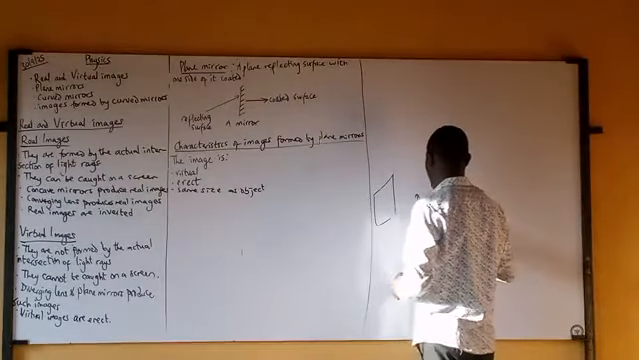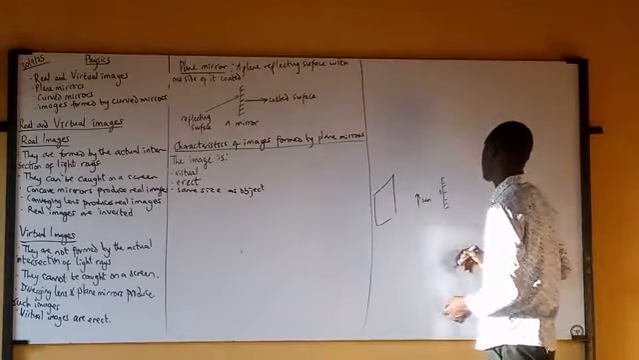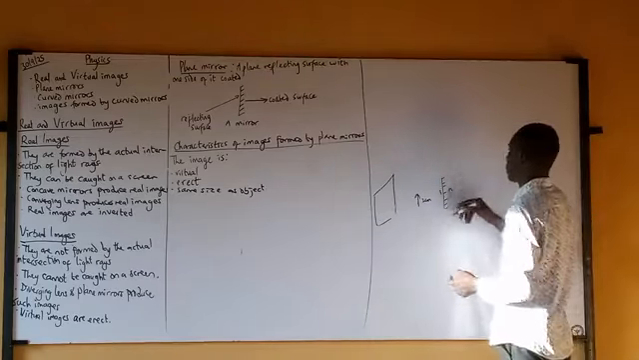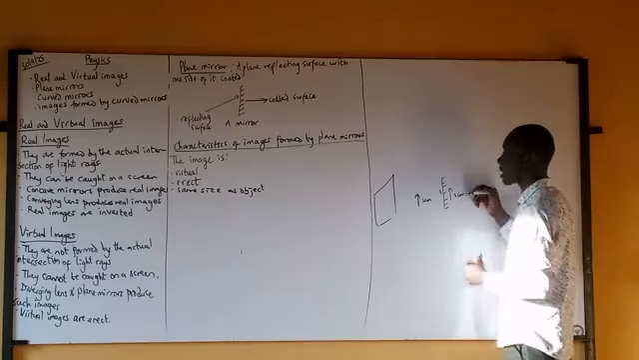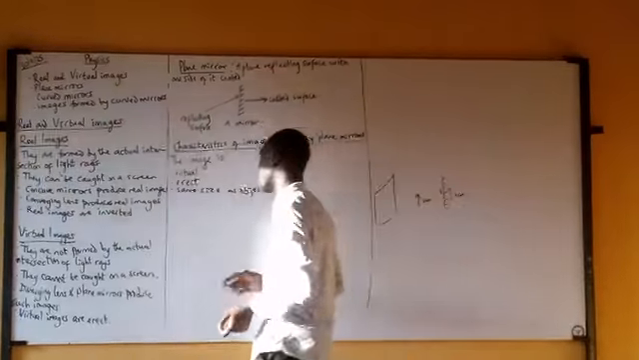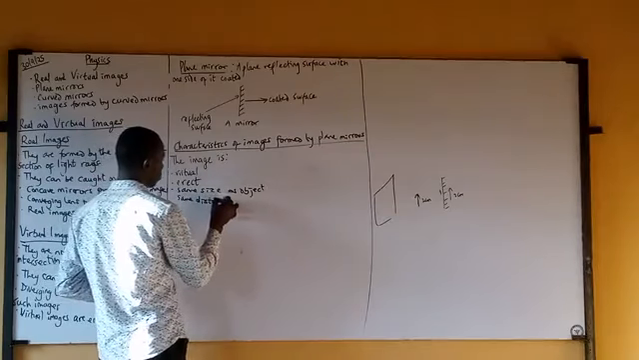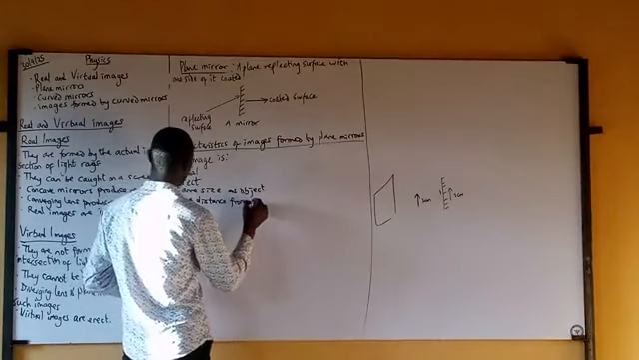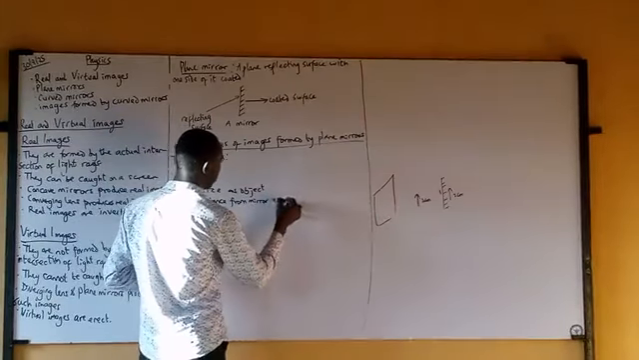So if there is something of this height, let's say the length of this object is 2 centimeters. When you check the image formed in the mirror, behind the mirror, it will also be 2 centimeters. That will mean that it has the same size as the object, and the same distance from the mirror as the object.